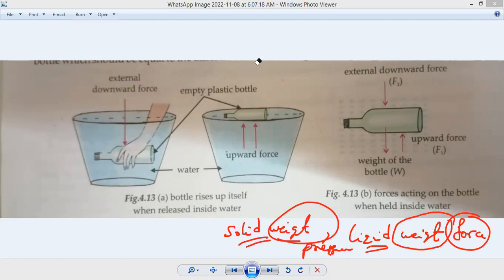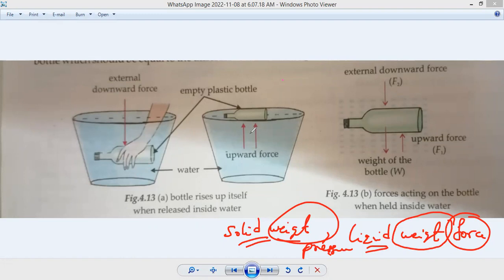Immediately what will happen, Mr. Omar? Mr. Arun? Immediately the bottle will come where? It comes to the surface of the water. So the bottle bounces back to the surface of the water. How is it happening? Because of one reason. What is the reason behind it? Anybody? Yes, please. What is the reason? The liquid pressure is the upward force.